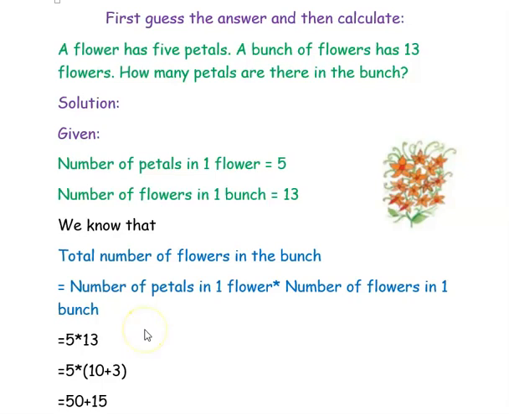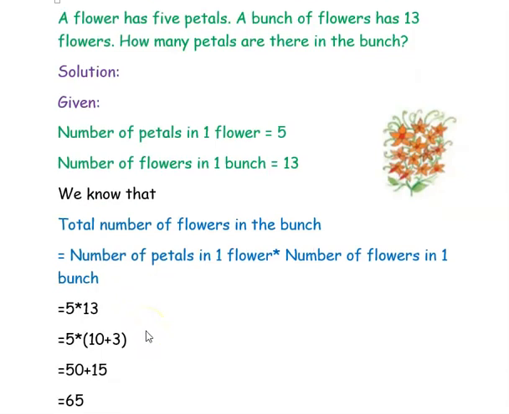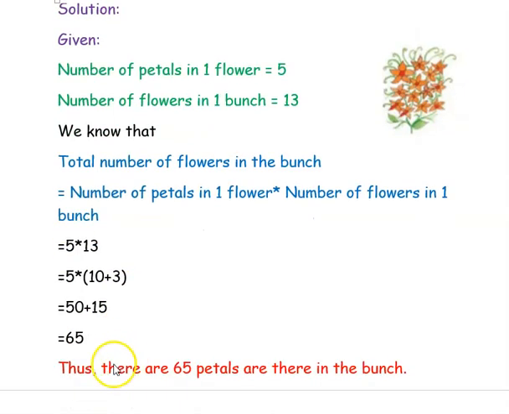Now let us do how we are going to find it out. So we know the total number of petals in the bunch is number of petals in one flower into number of flowers in one bunch. So that is 5 into 13. 13 we have split as 10 plus 3. So 5 into 10 is 50 plus 3 into 5 is 15. So 50 plus 15 is 65. So thus there are 65 petals in one bunch. So our answer is correct. What we have guessed is correct.